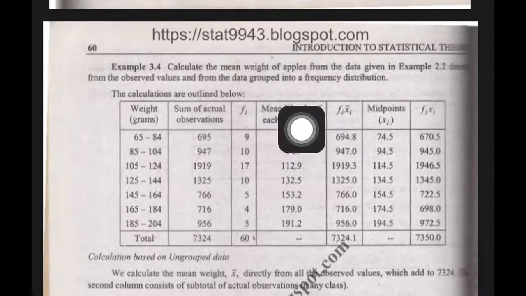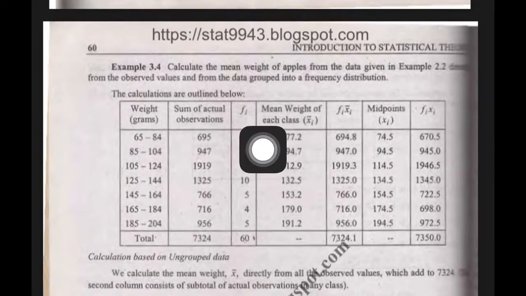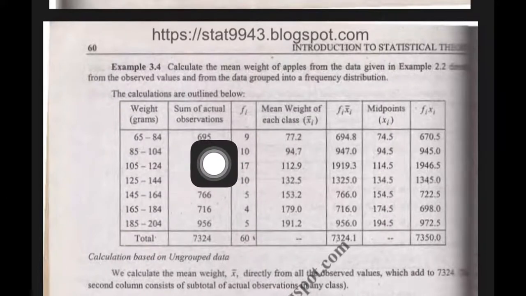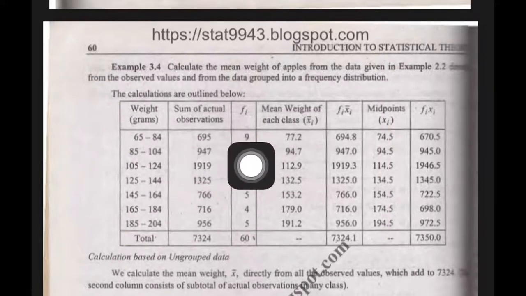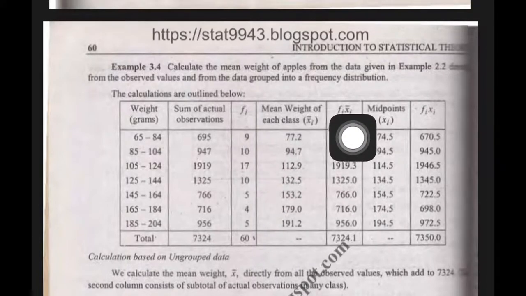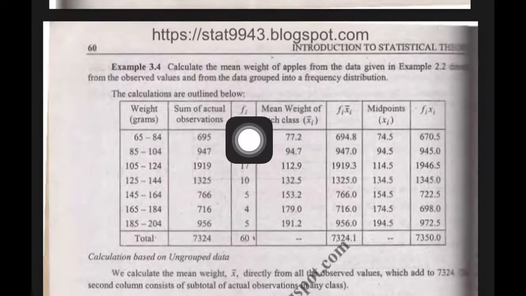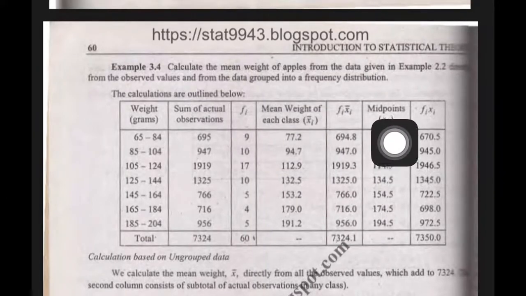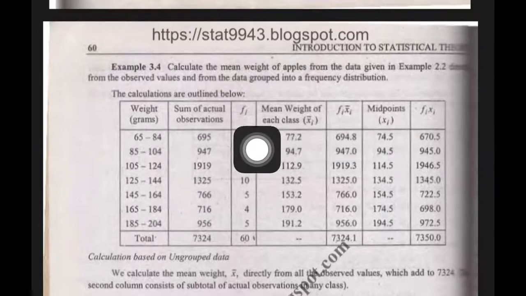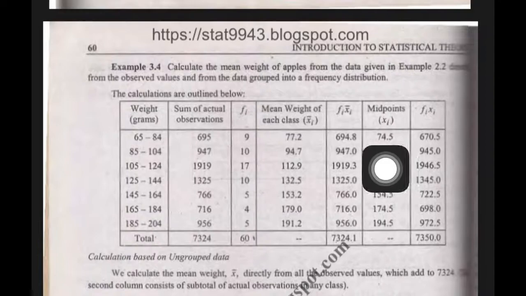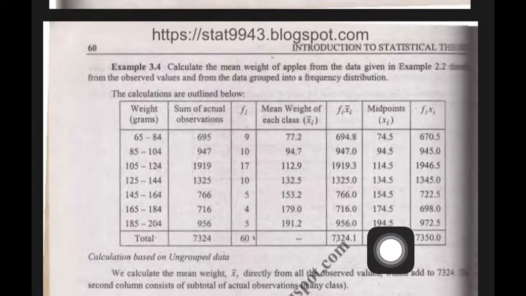What we have to do, we have to make a column for the mean weight. How to calculate these values? You have to simply add those observations and divide by the frequency 9. So I got those values. In the next step, I am going to multiply fi with xi like this, and in the next column I have to calculate the midpoints, like 65 plus 84 divided by 2. So I got that result, that is 74.5. Like that I calculate all the midpoints.